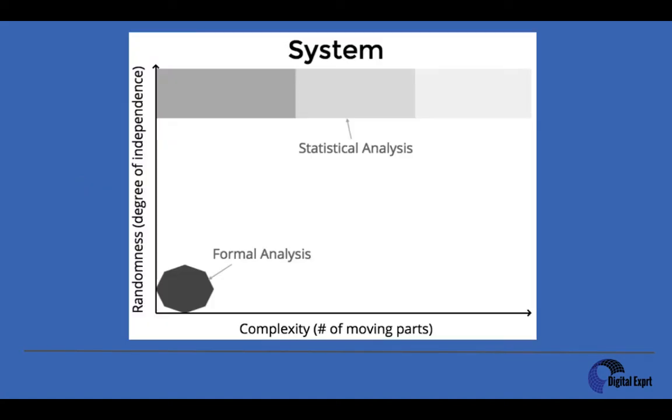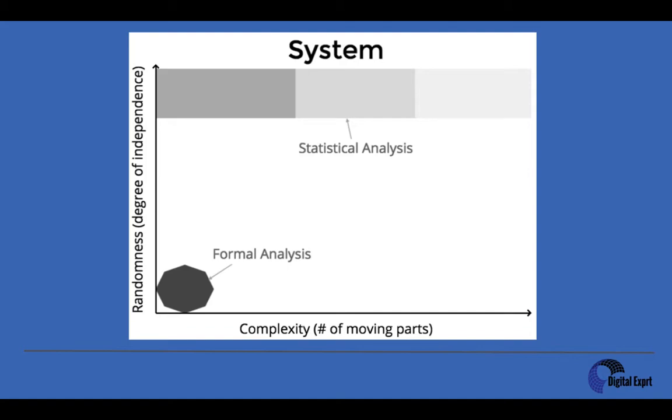So a diagram may illustrate this, where on the x-axis we have plotted complexity from left to right, which basically boils down to the number of moving parts. As the number of moving parts increases, the randomness or the degree of independence increases along the y-axis. Our formal analysis is only good at the very early stages, in the lower left-hand corner, where the formal analysis can help us deal with the system.